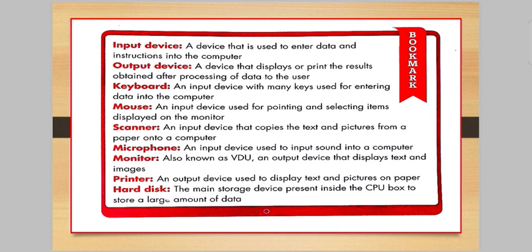Okay, so monitor and printer are the output devices. Okay, next is hard disk, which is a storage device. Hard disk is the main storage device present inside the CPU box to store a large amount of data.